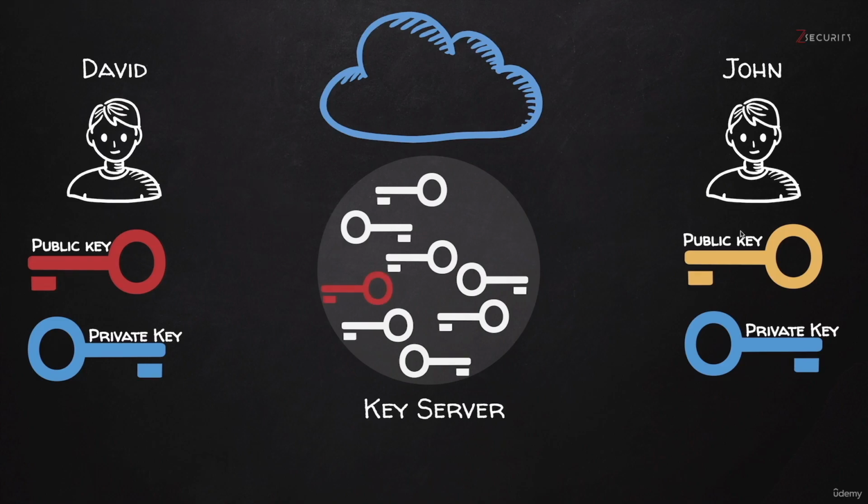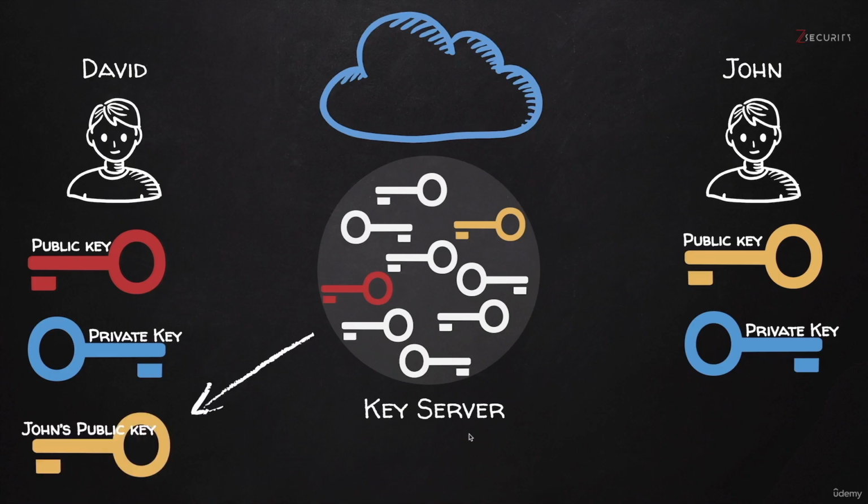Same goes for John. If he wanted to share his public key with others, he can upload his key to the server as well. And then, if David wanted to communicate with John, he won't need to ask John for the public key directly, and John won't need to communicate with David directly and send him the key. All David has to do is query the server, the key server that is accessible, like I said, on the darknet or on the internet, and download John's public key.